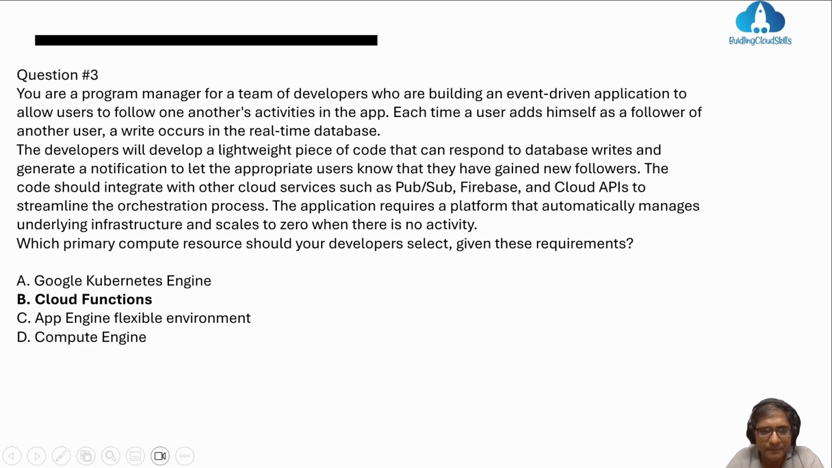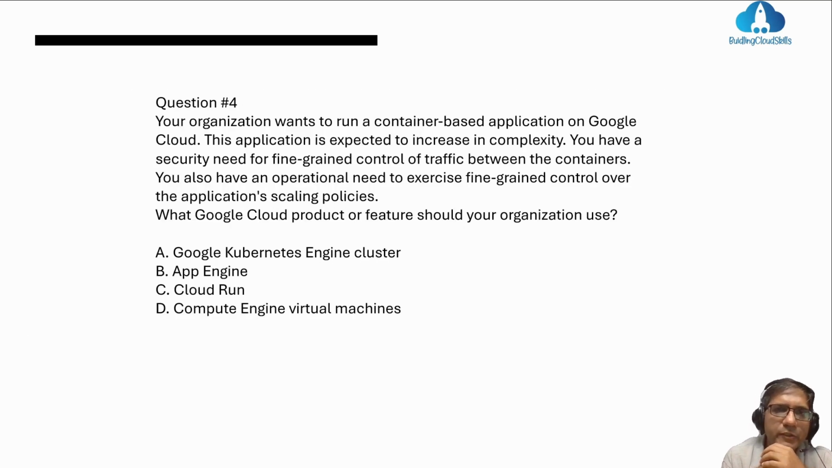Your organization wants to run a container-based application on Google Cloud. This application is expected to increase in complexity. You have a security need with fine-grained control over traffic between the containers. You also have an operational need to exercise fine-grained control over the application scaling policy. What Google Cloud product or feature should your organization use?